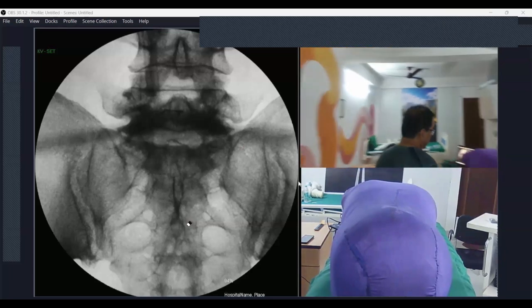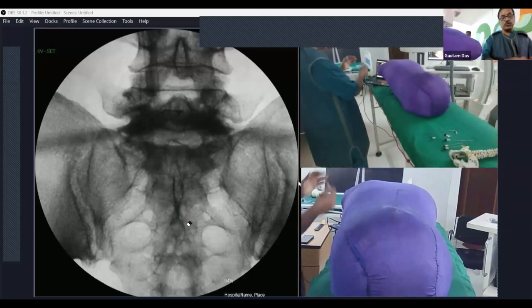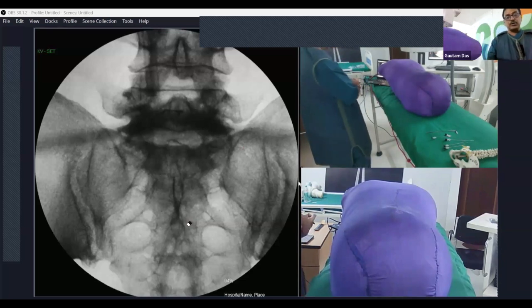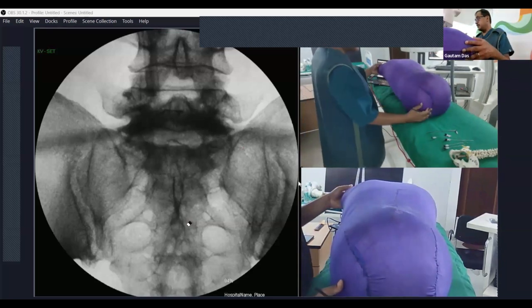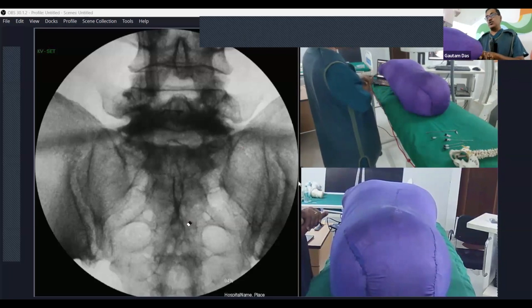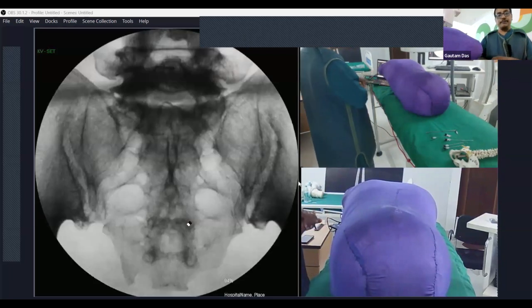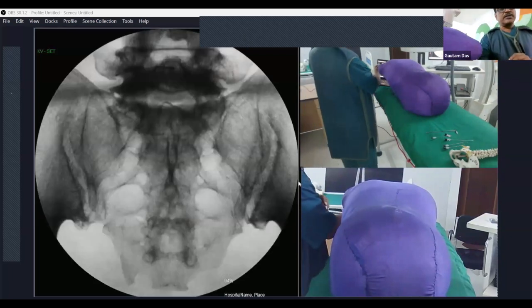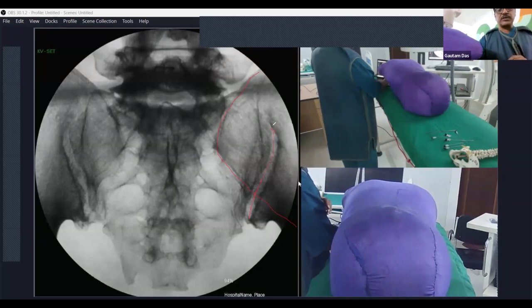Okay, let me go to the sacroiliac joint. As I told you in the 3D image, there are a few structures you have to identify. One is the iliac crest. Next is this very prominent joint, the anterior border of the sacroiliac joint. And another very faint border, you can see, is the posterior border of the sacroiliac joint.